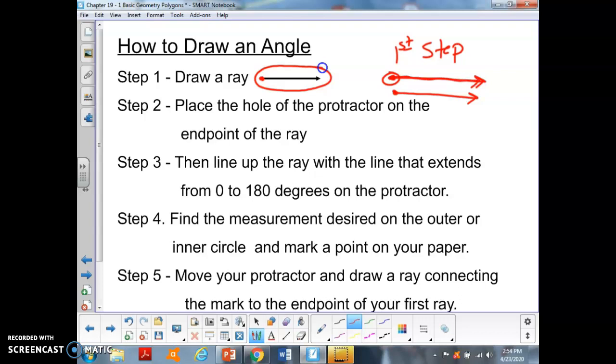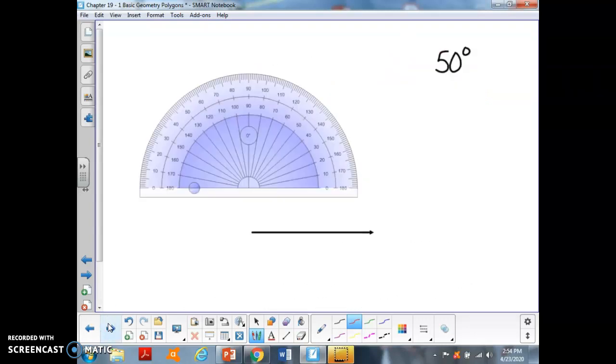Then you're going to see what number you need. You'll line up your protractor. You'll find that number, whether it matches an acute number or an obtuse number, or maybe it's a right number. Then you'll make a little mark on your paper to show where that dot is. Then move your protractor and draw your second ray, and it should look like an angle. Here we go. Let's begin.